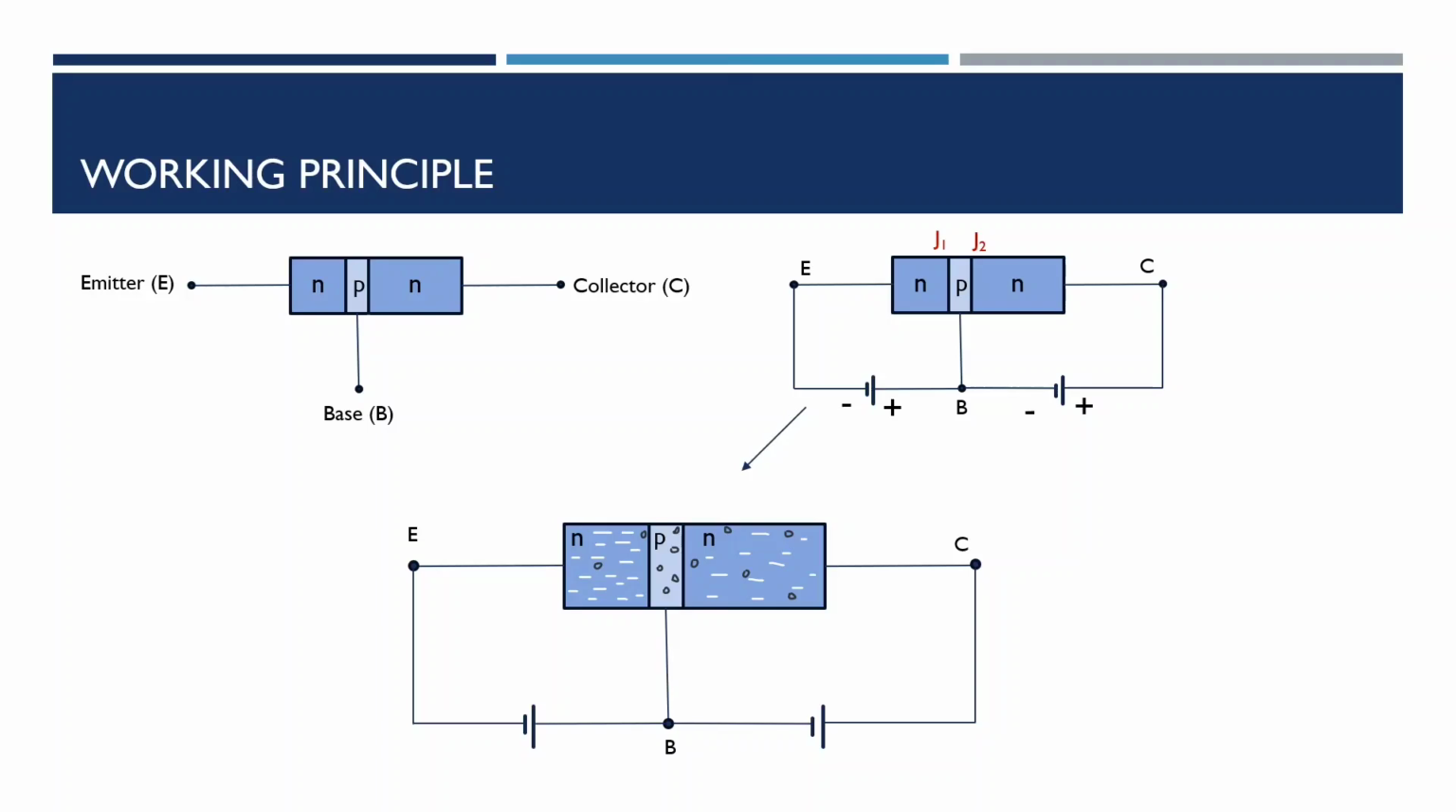So as a result, when we forward bias junction 1, we are allowing all the majority carriers in the N-type material, that is the electrons in the N-type material, to rush into the P-type material as shown by the red arrows.